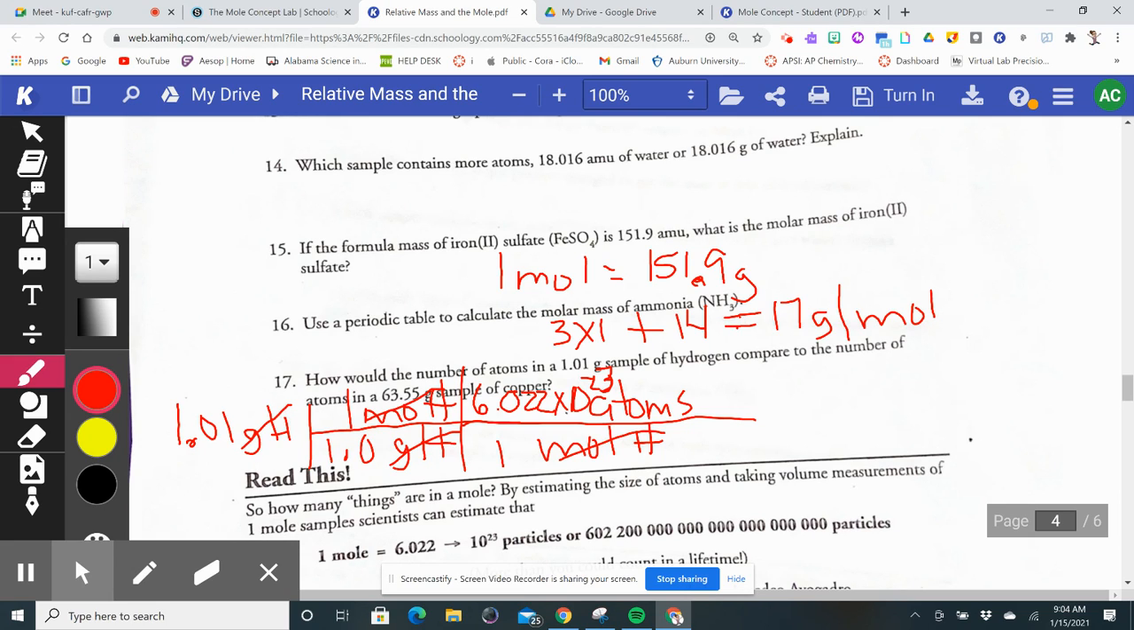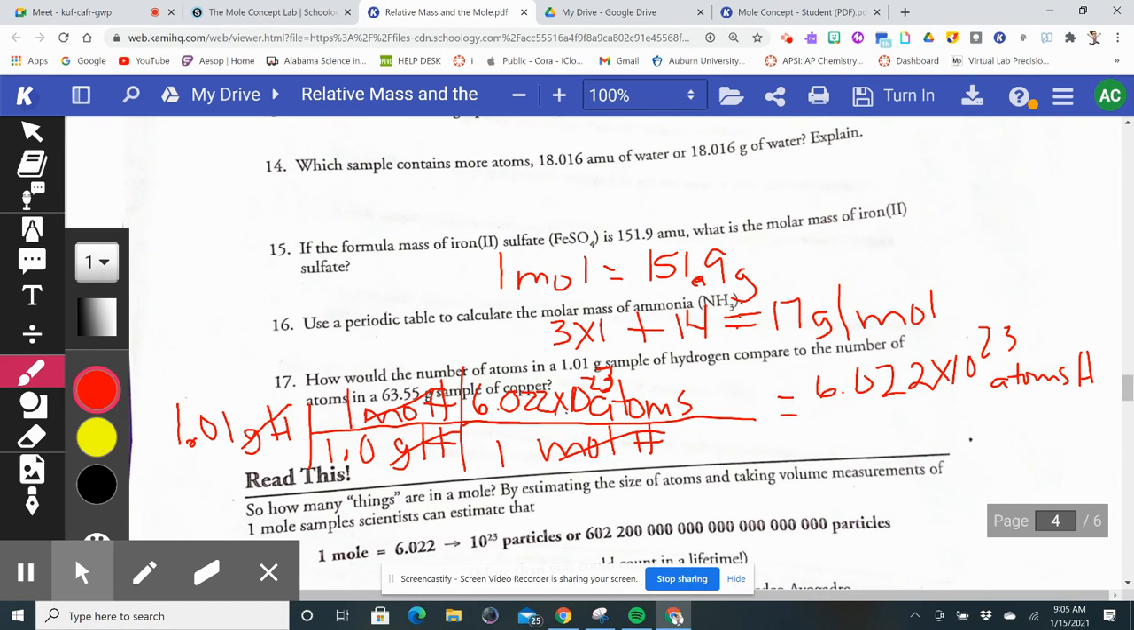We can do this without a calculator. 1.01 divided by 1 is basically 1. 1 times 6.022 times 10 to the 23rd is 6.022 times 10 to the 23rd. So how many atoms are in 1.01 grams of hydrogen? 6.022 times 10 to the 23rd atoms. Okay? All right?